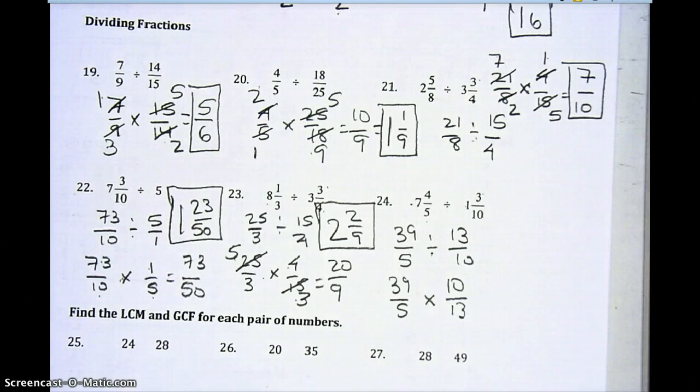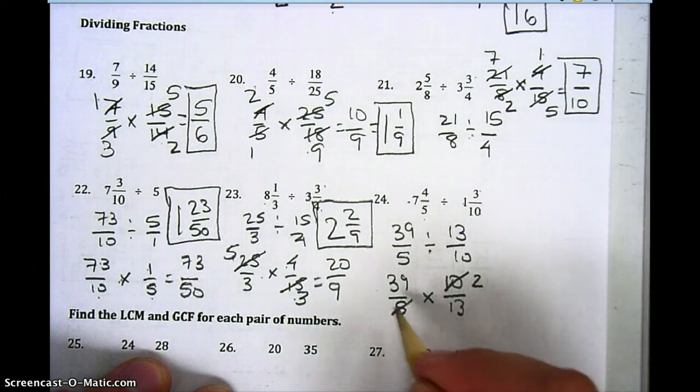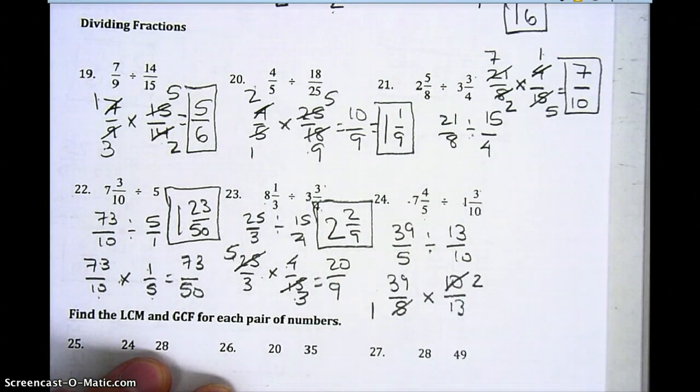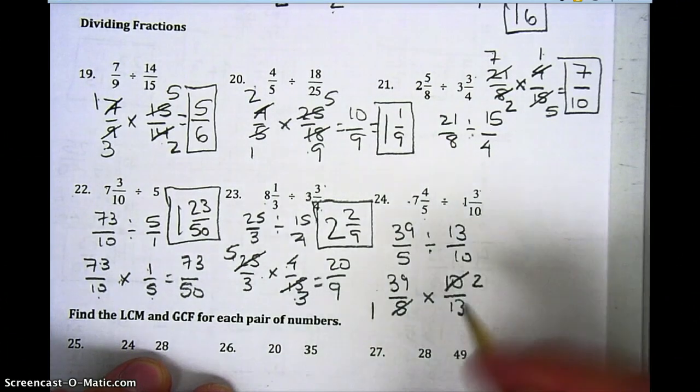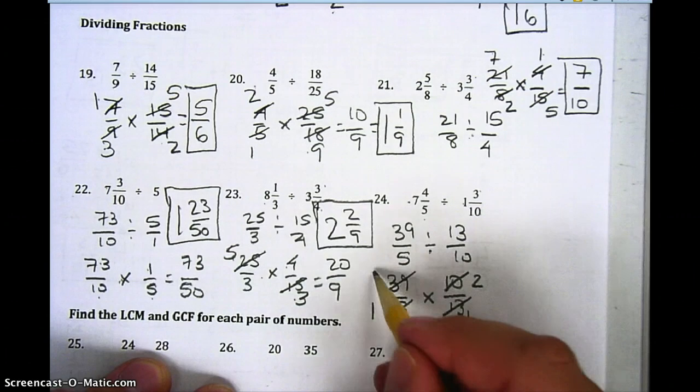Okay, now I can reduce it. So if I reduce it, I see 5 and 10. I can divide those both by 5. 10 divided by 5 is 2. 5 divided by 5 is 1. And then I have 39 and 13. And I know that 13 divides both of those. 13 divided by 13 is 1. 39 divided by 13 is 3.